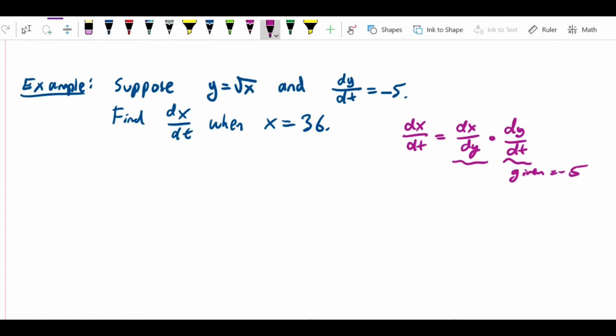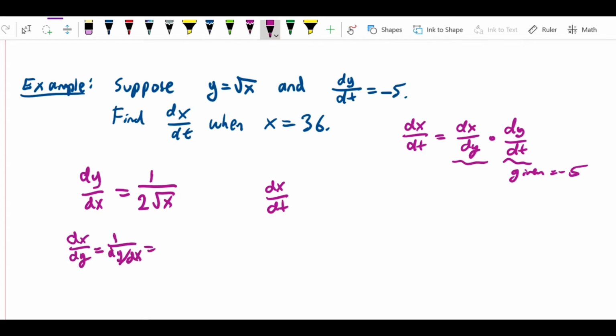What I can do, however, is since I have y equals the square root of x, I can say that dy over dx is equal to the derivative of the square root of x, which we've done many times before, is just 1 over 2 root x. That's dy over dx. Sorry, I need to actually invert this. I need dx over dy, but that's fairly easy because dx over dy is just equal to 1 over dy over dx, which is 1 over 1 over 2 root x, which is 2 root x. So dx over dt is equal to 2 root x times -5.